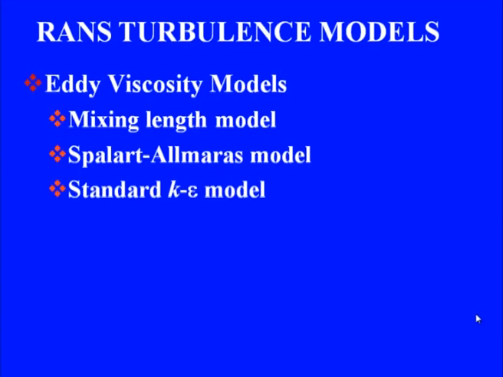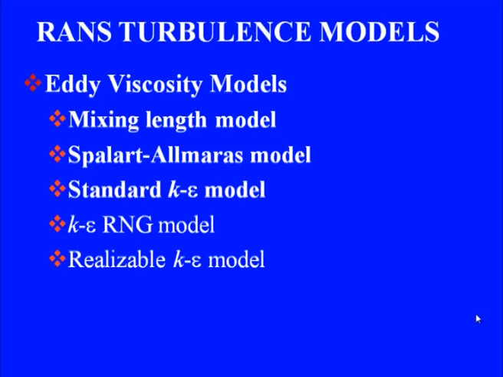Now, in RANS turbulence models we discussed two varieties. One we call eddy viscosity models, for instance a mixing length model, a Spalart-Allmaras model, the standard k-epsilon model, the k-epsilon RNG model, the realizable k-epsilon model, and so on. We also noted briefly the Reynolds stress models.